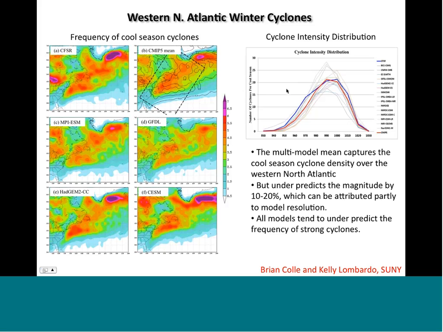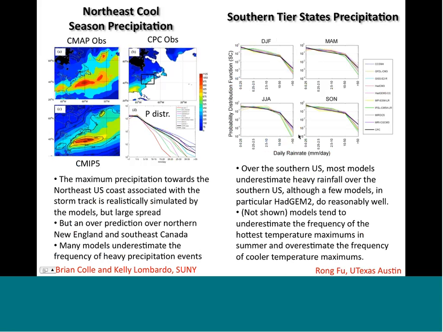This other panel on the right is the distribution of cyclone intensity. So the fine lines are individual models. The red line is the CMIP5 ensemble mean, and then the observational estimate from CFSR is the blue. And you can see CMIP5 does a pretty good job. There is a bit of underestimation of the frequency of these stronger cyclones over here, as indicated by this is sea level pressure here. So overall, pretty good.